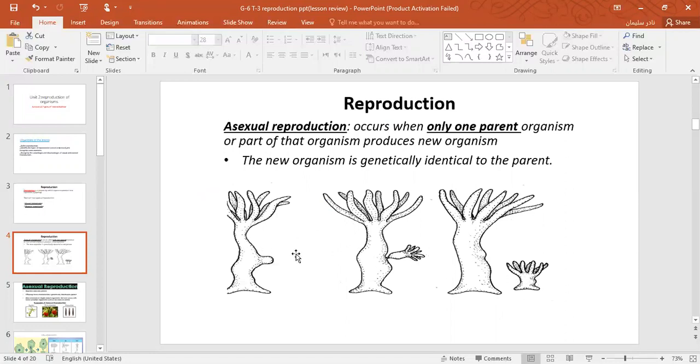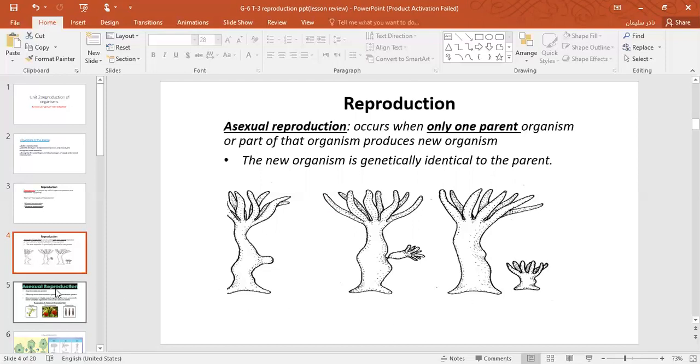So if we observe this one, we can see that on the side of this one parent hydra, a new organism is starting to grow. And finally, this organism separates from the parent hydra. Hydra is a freshwater animal that reproduces sexually and asexually. Asexually, like this example, when from the side of one hydra a new hydra grows and separates. The result is a new organism that is genetically identical to the parent. Okay, so the genetic material is taken by the new hydra from the parent. So all the characteristics are the same. All the traits are inherited from the parent hydra.